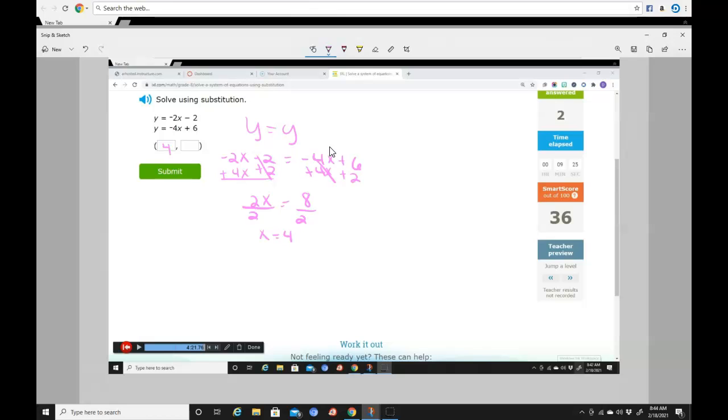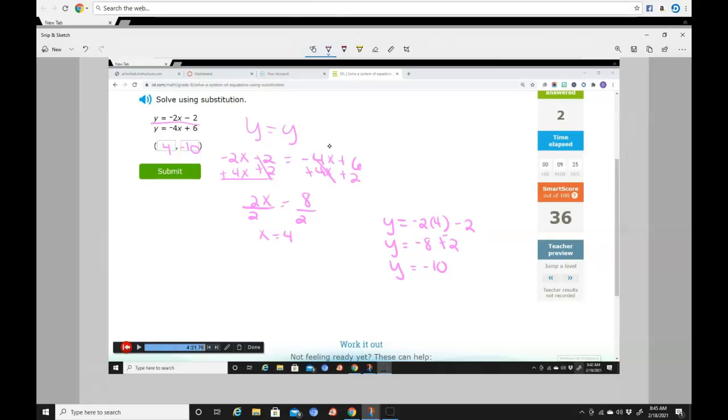Now to figure out what my y is, I'm going to have to plug my 4 back into one of these equations. So I'm going to plug it into the first one where it says y equals -2x minus 2. Instead of putting x there, I'm going to put 4. This is your top equation. Then I simply solve the equation. So y would equal -2 times 4, which gives me -8, minus 2. If I do the additive inverse, my y should equal -10. So on here my y would equal -10.